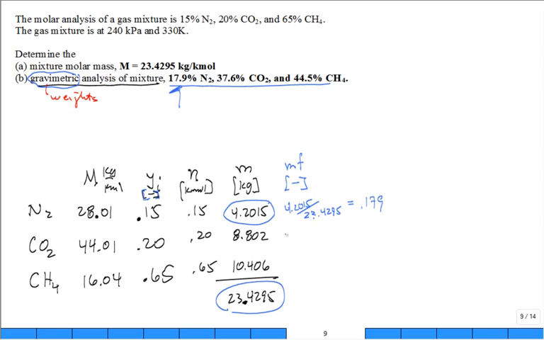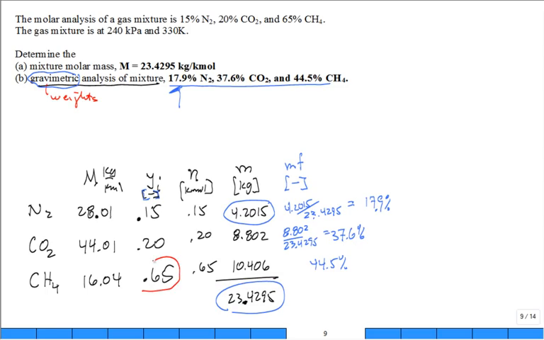And then the same here, it's 8.802 divided by 23.4295, comes in at 37.6%. And the same, it's 44.5%. Let's put this one as a percentage, 17.9%. Let's do a little comparison.